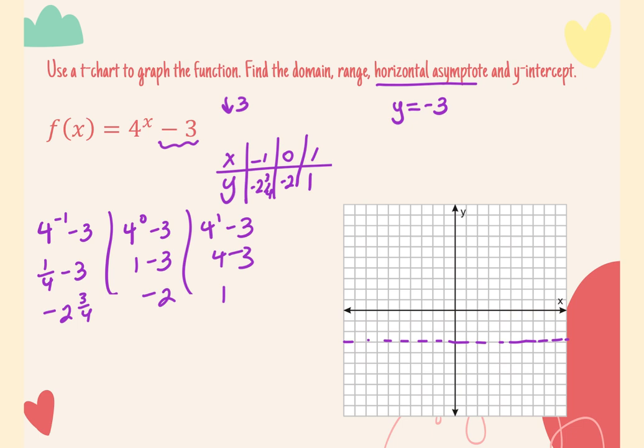Okay, so then I'm going to go to my graph and I'm going to plot these points. So -1 and -2 3/4. 0, -2, and 1, 1.